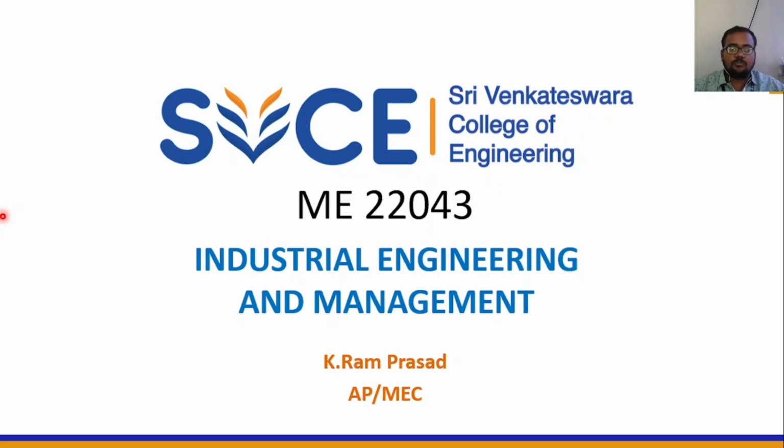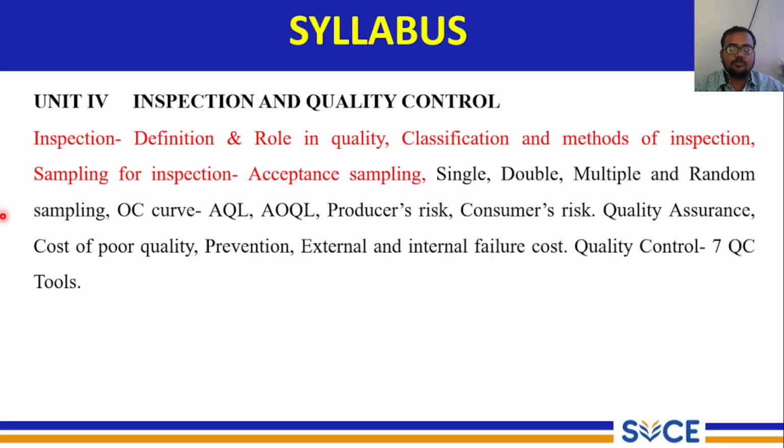This video we will be discussing Unit 4. Unit 4 is about inspection and quality control. To start off, the syllabus is more focused towards inspection: the role of inspection, and the methods and classifications of inspection. Then we will slightly move on to the concept of sampling, where you will learn about single, double, multiple and random sampling. And at the last, we'll be discussing OC curves, also called operating characteristic curves. So in this video, we'll be seeing the topics which have been highlighted in red.